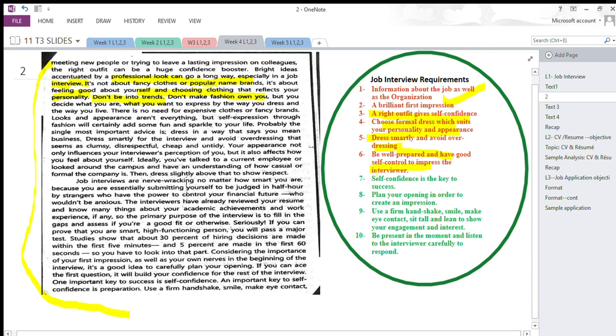Beforehand, prepare yourself for the questions, and you should have good self-control. Even if you don't understand anything, don't show it up that you haven't understood or you have misunderstood something.